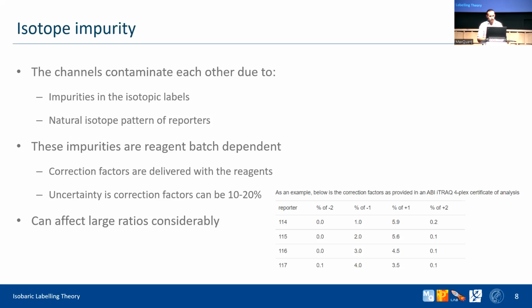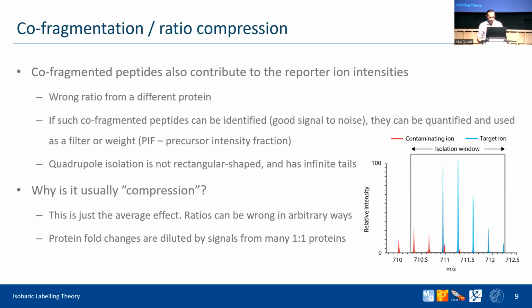The next challenge is the co-fragmentation, and when you have compressed ratios, what happens here is that when you have your MS1 and you have your isolation window, this happens in other experiments too, but it is a more significant problem in labeling experiments, where you are picking up a contaminating ion, which also has tags on it, which is in a different ratio to the actual peptide ion that you're interested in.